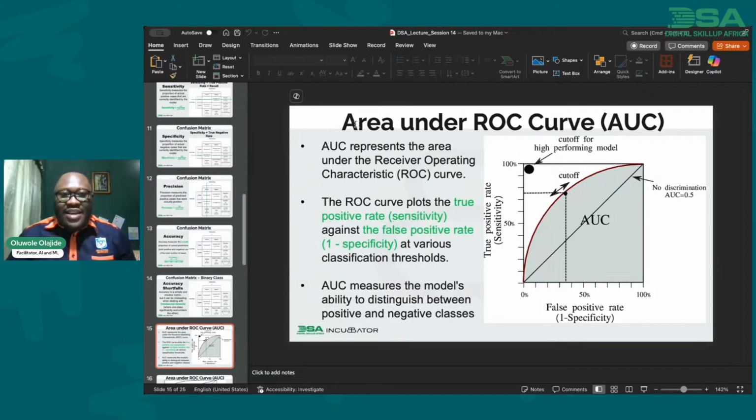Area under the ROC curve is telling you how well your model can balance between negative and positive classes. So you can see, this is your area under the curve. You can see the balance there. Anything below here becomes a problem. This is the cutoff. It tries to balance the true positive rate and the false positive rate. This is your no discrimination line, which is always 0.5. Everything here is balancing the ability of your model to distinguish between the positive and negative class.